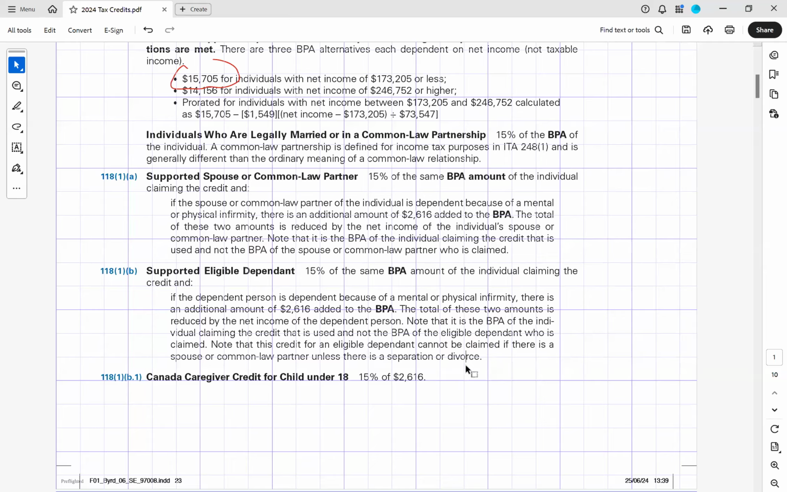So once again, just the way the legislation reads, if you were to have claimed it by adding the 2,616 to the eligible dependent amount, I mean, you're going to end up with the same amount anyway. So the CRA is not going to probably deny it because you can claim it under the Canada Caregiver for child under 18. But just the way the legislation reads, you claim the infirm amount using the caregiver for child under 18 instead of adding it to the eligible dependent. Any questions about those amounts?